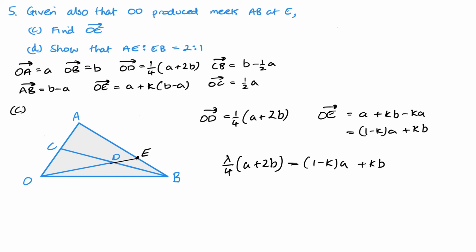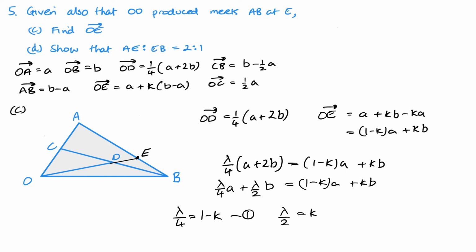Now what we want to do is compare our A's and compare our B's. So I'll just expand this to make it more obvious. So we've got a quarter A plus a half lambda B. Sorry, don't forget that lambda. 1 minus K A plus K B. So what that means is that a quarter lambda is equal to 1 minus K, and a half lambda is equal to K.